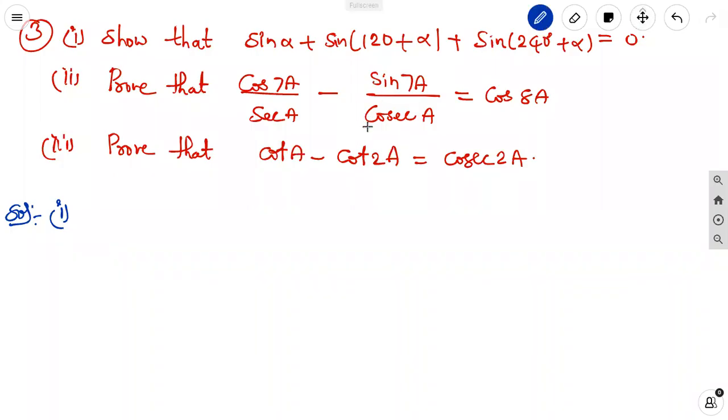Let us discuss some problems on compound angles. Show that sin alpha plus sin of 120 degrees plus alpha plus sin of 240 degrees plus alpha is equal to 0. Second one, prove that cos 7a by sec a minus sin 7a by cosec a equal to cos 8a. Third one, prove that cot a minus cot 2a equal to cosec 2a.